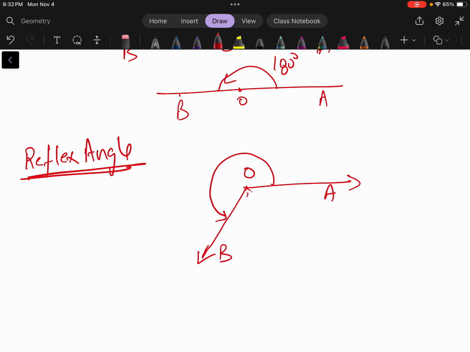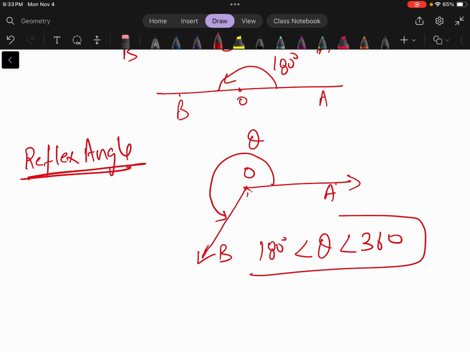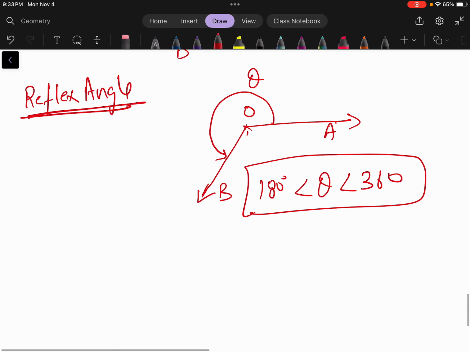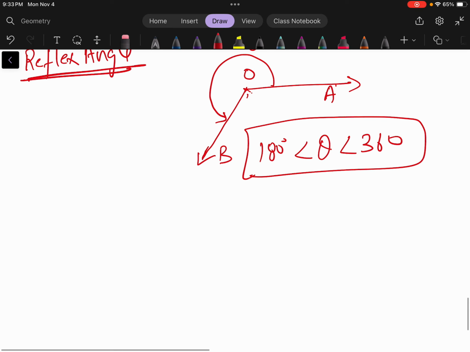Whatever angle I am drawing over here, this AOB, is known as the reflection angle. So what is the meaning of the reflection angle? If this theta is greater than 180 degrees and less than 360 degrees, then it is known as the reflection angle. Okay, now one more angle comes: the complete angle.